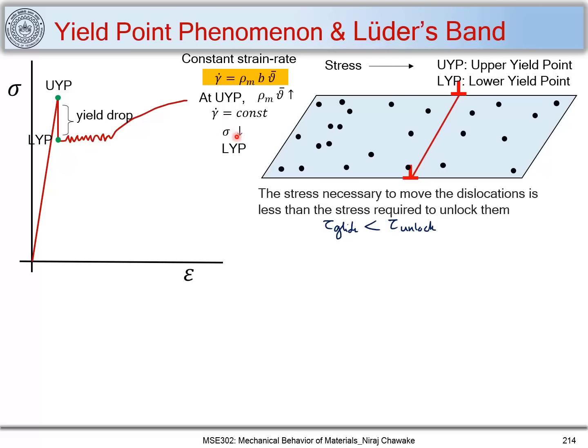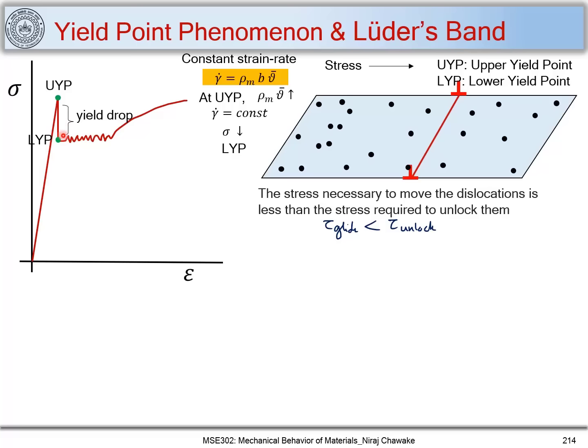When the stress decreases, strain also comes down, and when strain comes down, the strain rate will also come down. So you have the stress decrease because we are deforming the material at constant strain rate, and it drops down to a lower yield point. And that is why we see these two points, the upper yield point and lower yield point, which is a feature of the stress strain curve of mild steel.